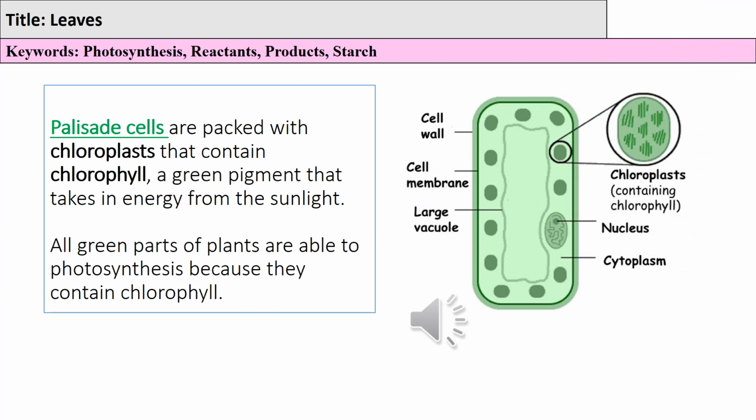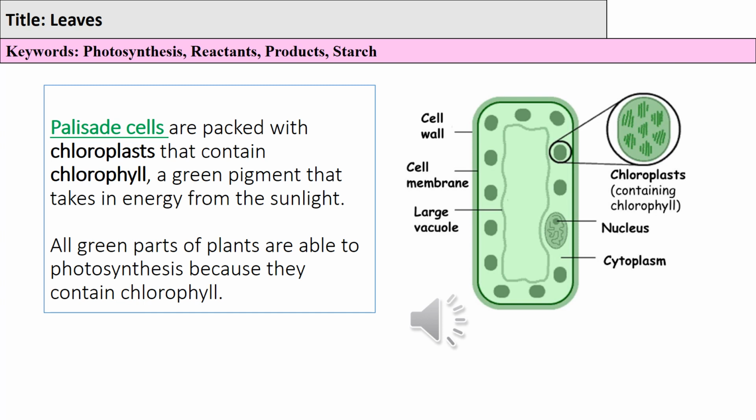If we take a brief look inside our palisade cells, we will see that they are absolutely jam-packed with chloroplasts. This is the site of photosynthesis. They are green in colour, so they contain that green pigment we talked about before, chlorophyll. So this enables them to take in as much energy as possible from the sun. Using the chlorophyll, it is converting the carbon dioxide and water into glucose and oxygen.